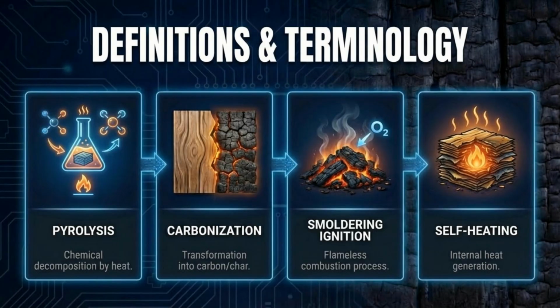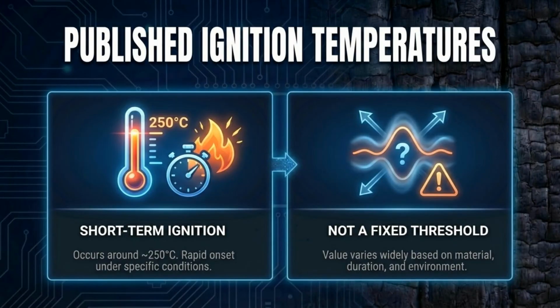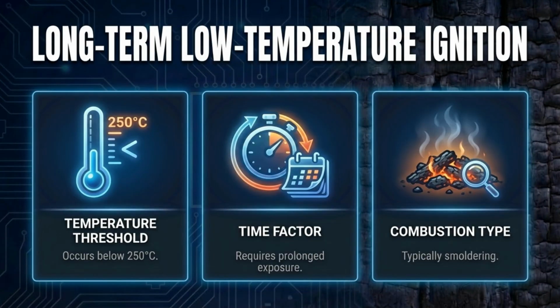Key terminology includes pyrolysis, which is chemical decomposition by heat, carbonization, the transformation into char, smoldering ignition, and self-heating, which is internal heat generation. Short-term ignition temperatures occur around 250 degrees Celsius. However, ignition is not a fixed threshold and varies widely based on material, duration, and environmental factors. Long-term low-temperature ignition occurs below 250 degrees Celsius. It requires prolonged exposure over time and typically results in smoldering combustion.